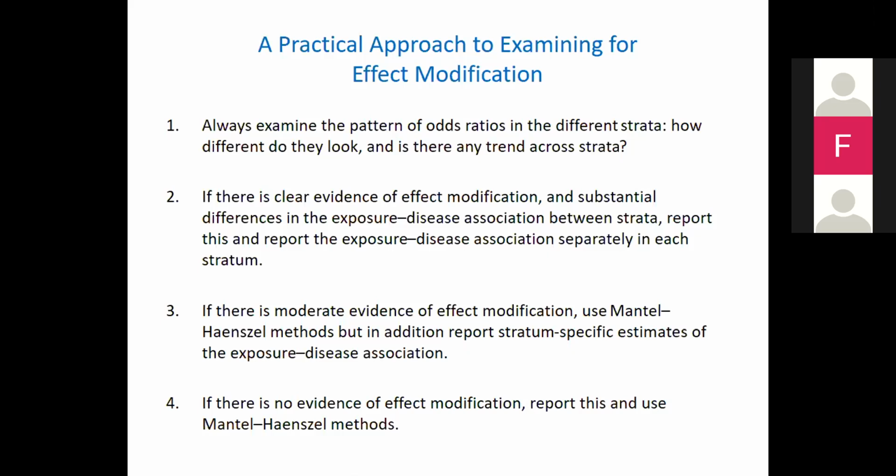That is an effect modification. In that case, age is not a confounder, because if age is a confounder, when you have separated, the odds ratio will be the same, because you have already removed the effect of age.